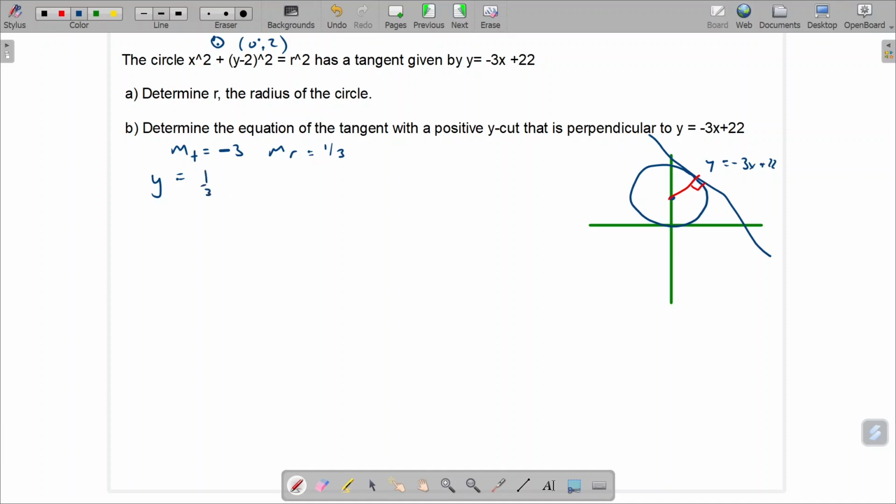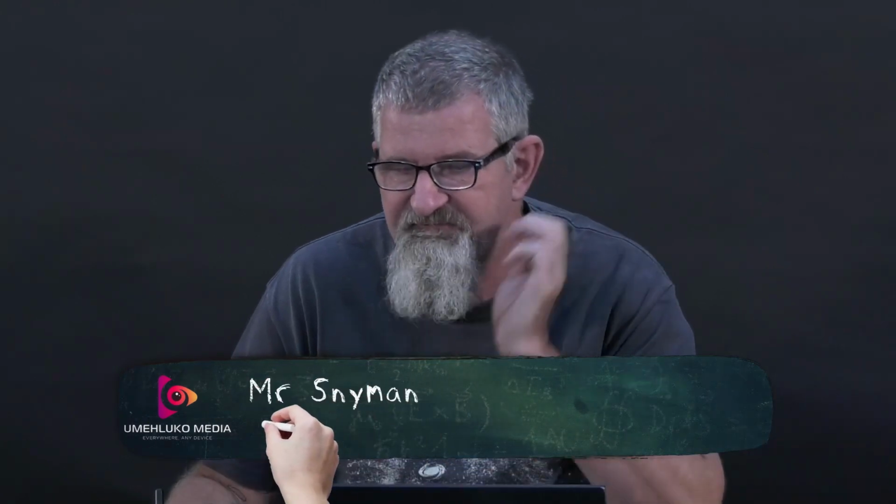So we've got a third x plus c, and we know that goes through the point at the circle center, which is (0, 2). Which again, if we just think about it, means that the c value for this graph must be 2. So y equals a third x plus 2.